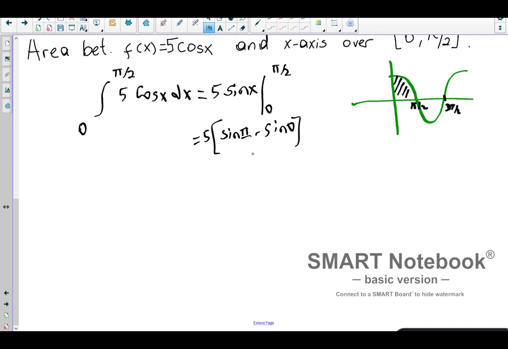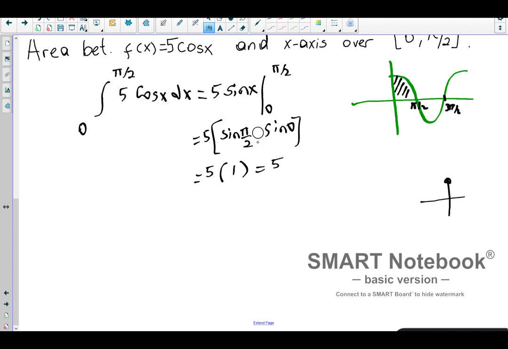And what do we know about sine of pi over 2? Does anybody remember? At the top of the unit circle, what is the sine value there? So it is indeed 1, right? And sine of 0 is 0. So our final answer for this question is 5.